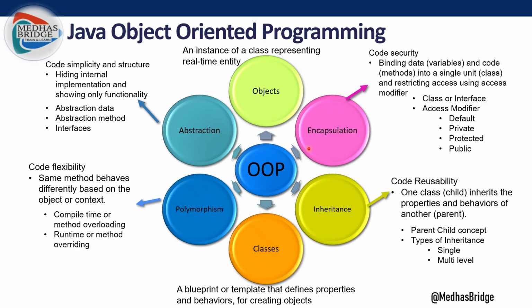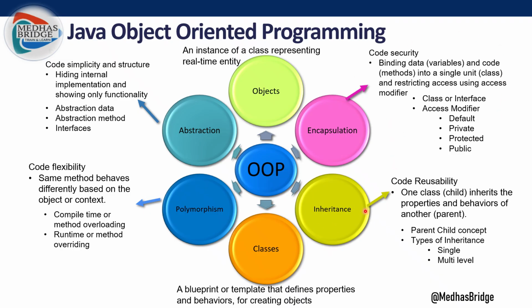Now we look into OOPS concepts. First we start with encapsulation. Encapsulation means binding data and code into a single unit, restricting access using access modifiers like default, private, protected, public. Using this technique we achieve code security.